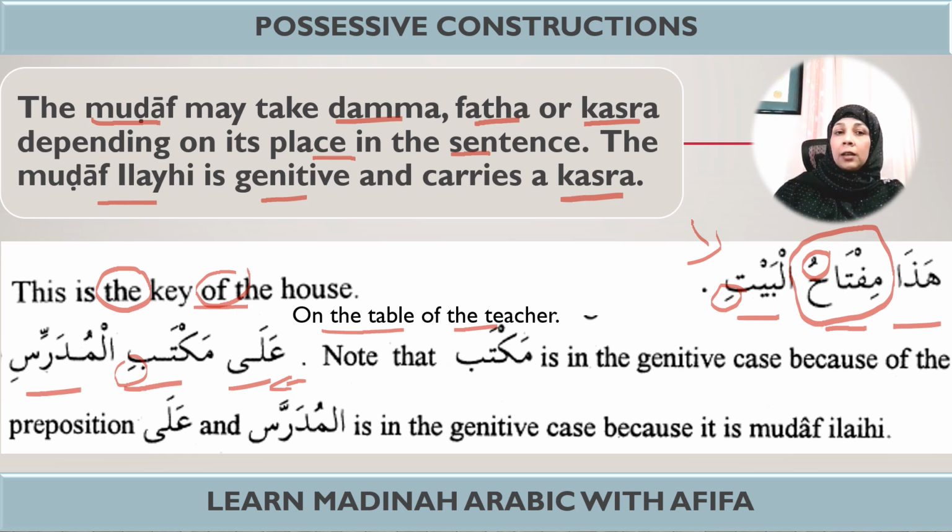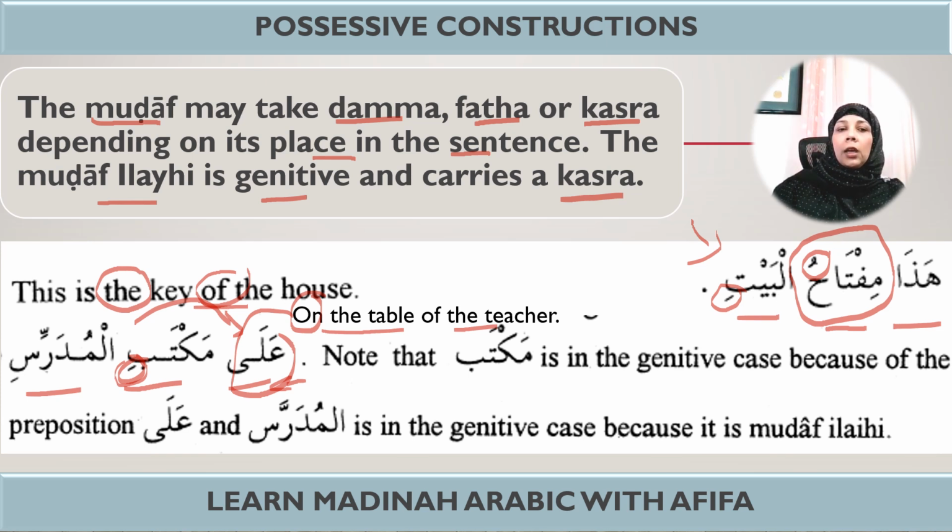So ala means on, and ala is a preposition. Inshallah, prepositions lesson is coming up in the near future. But for now, I've mentioned this to you before. When a preposition precedes a noun, it pulls it down, right? It puts the noun in the genitive case as with a kasra. That's why it's ala maktabi with the kasra, because of the preposition that preceded it.